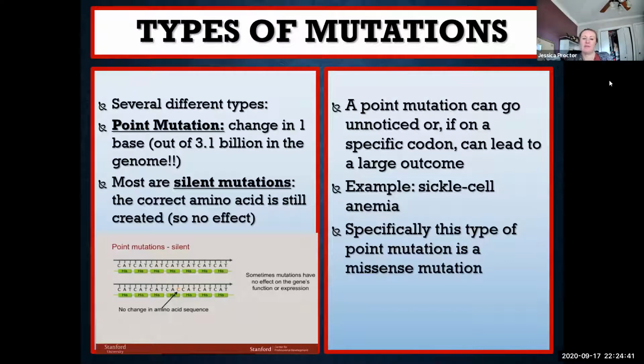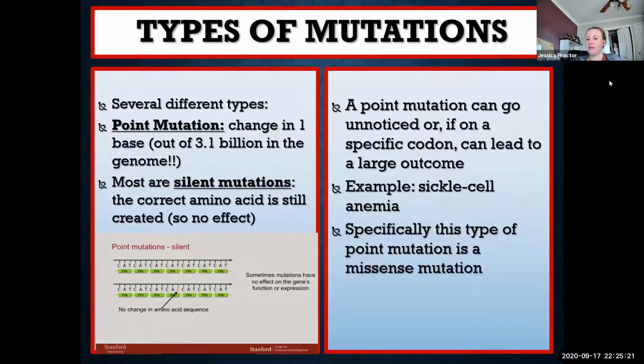All right, let's talk about the types. There are several different types of mutations. A point mutation is usually the least severe. It changes one base, so one adenine, one thymine, one cytosine, one guanine, out of 3.1 billion in the genome. Most are silent mutations. Even though one adenine might change to a cytosine, for example, it may still code for the correct amino acid. If it's still coding for the correct amino acid, there's no effect on the organism. So a point mutation can go unnoticed, or if on a specific codon, can lead to a large outcome.